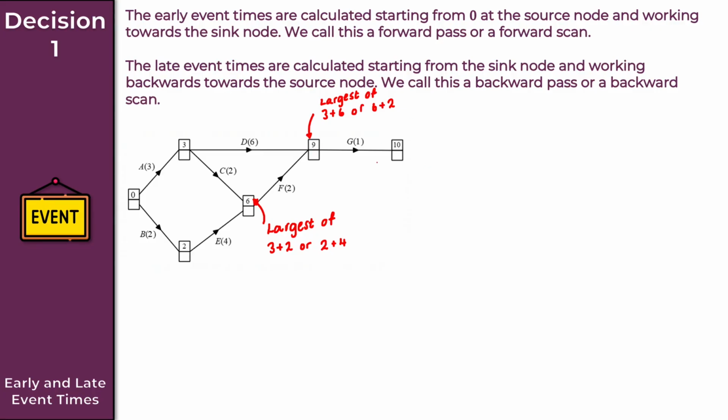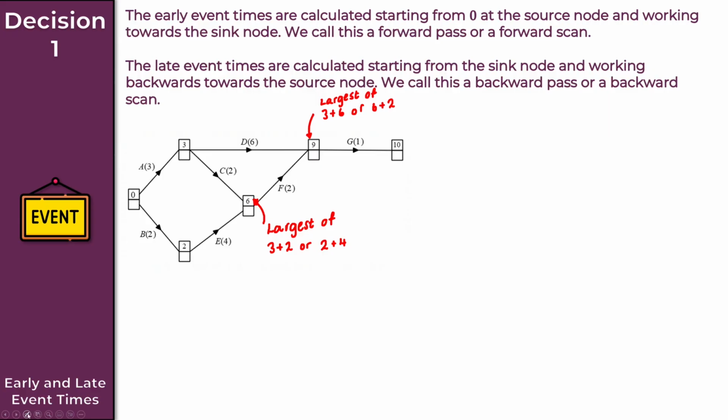And then finally, for the very last node here, or my very last event here, this 10 should hopefully be quite obvious, right? We've only got one activity G going into this event here, so in that case then, it's just going to simply be 9 plus 1, giving us 10 there, okay? So that's where we obtain all of the early event times, but what about the late event times here?